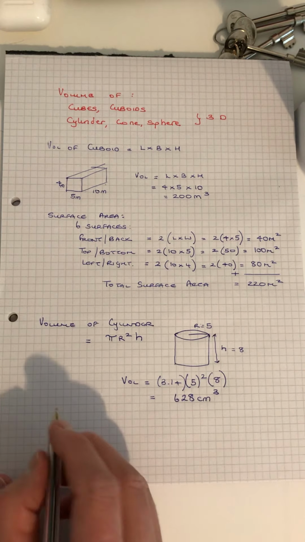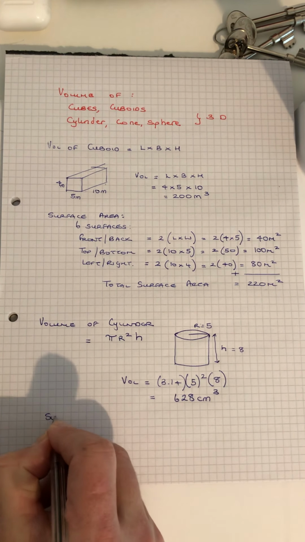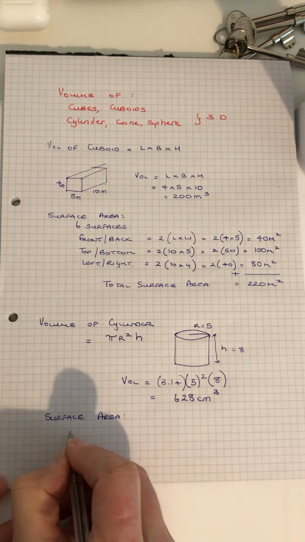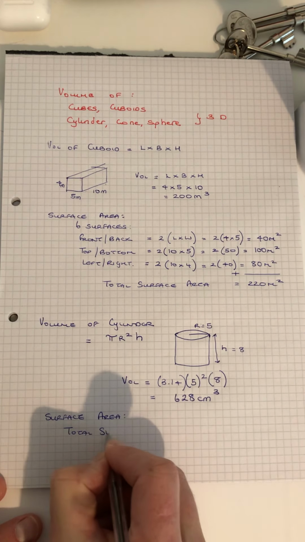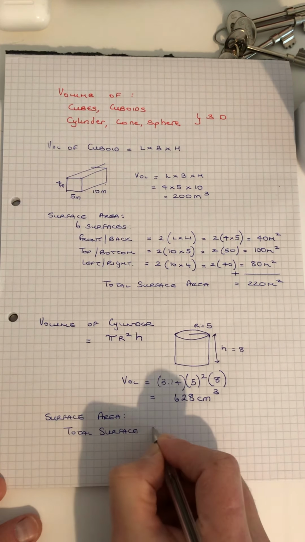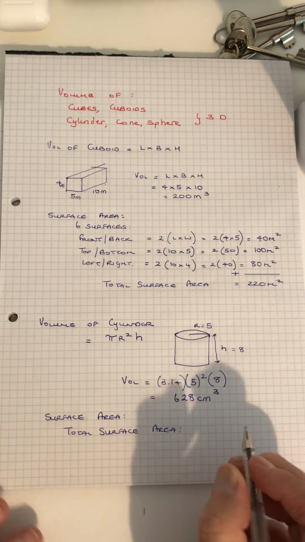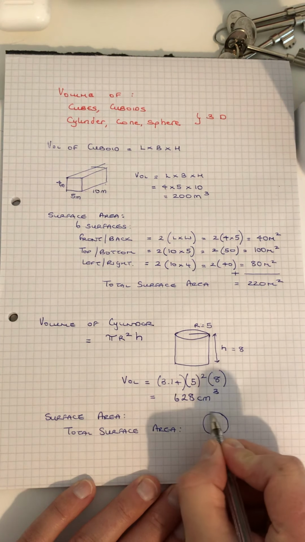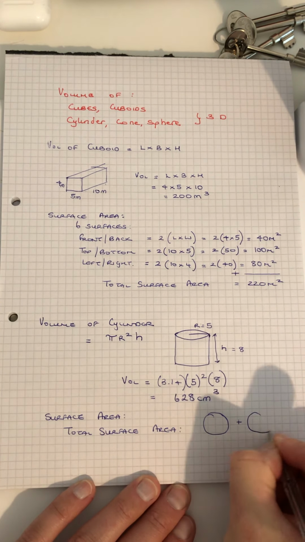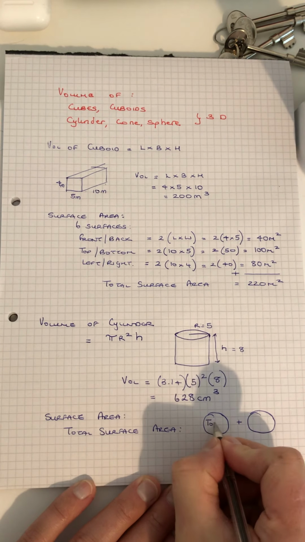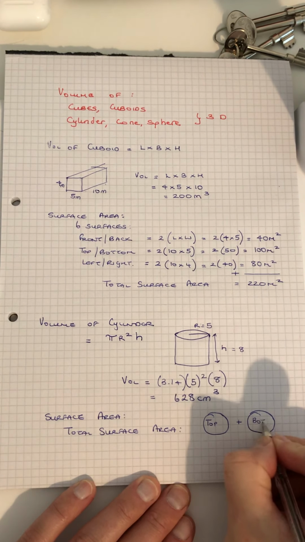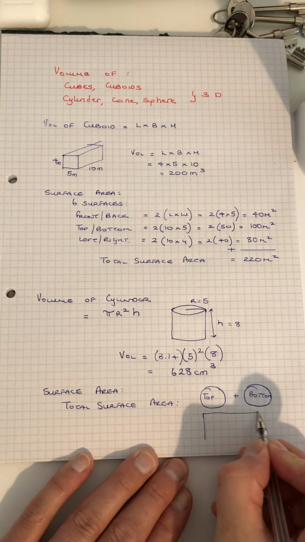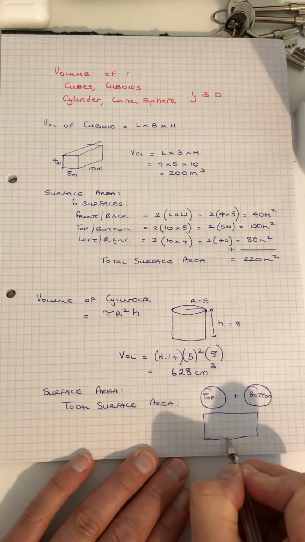Okay, but when it comes to finding the surface area or total surface area, that's going to be the folding out net version. So you'd have a circle at the top plus the bottom, so top and bottom. And then if you could imagine folding out a tin, it would be like a little rectangle. Okay?